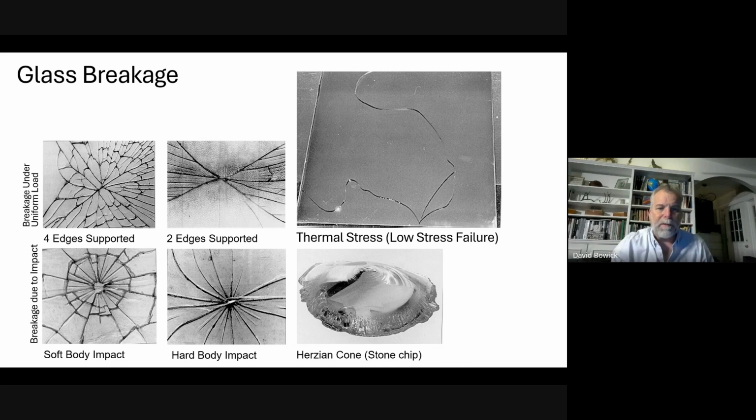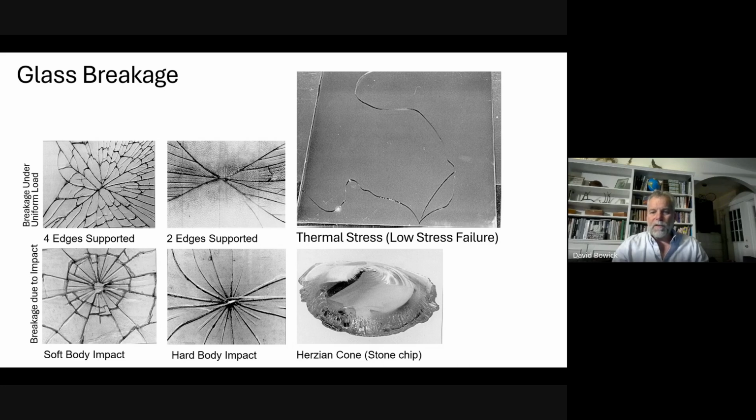Breakage due to a soft body impact looks a little bit like breakage under uniform load. So you see cracks radiating from the impact site to the boundaries, and a nice pattern of annular cracks connecting those. Hard body impact, we don't tend to see the annular cracks. It's just cracks radiating from the impact site to the perimeter.